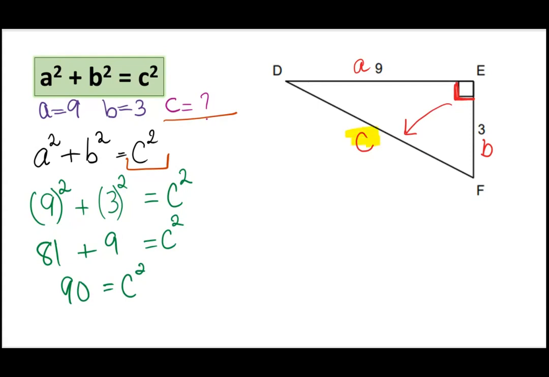Okay, so we need to find c. But in the formula, we have c squared. The opposite of squaring is taking the square root. So let's take the square root of this. What we do to one side, we do to the other side, so let's take the square root of the other side. The square and the square root cancel each other out. So we're left with c equals the square root of 90, which is 9.5. So the side length of the hypotenuse is 9.5.